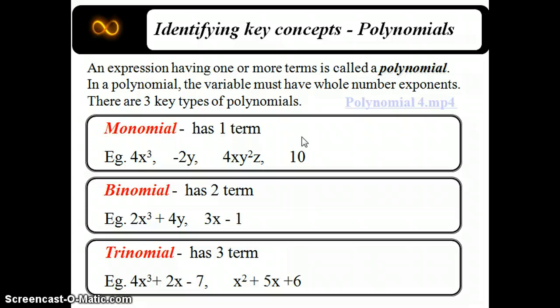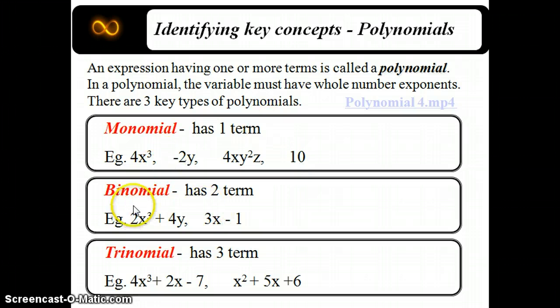As before, we talked about different types of polynomials, different names. We have a monomial, which is a one term. So for example, 4x cubed, that is a one term. Terms are separated with plus or minus signs. Negative 2y is a monomial. And just the number by itself is considered a monomial as well.